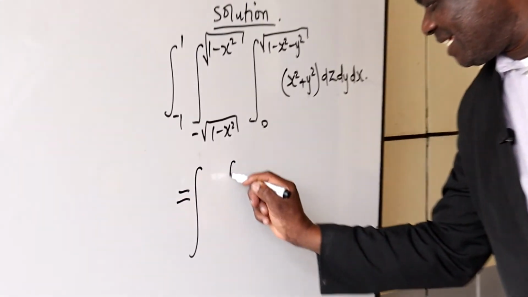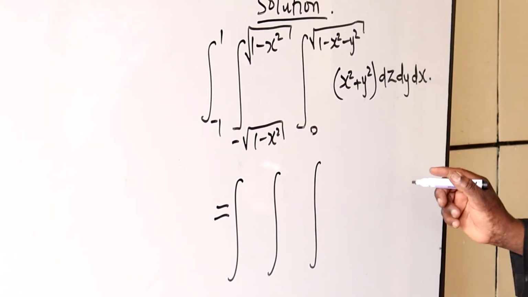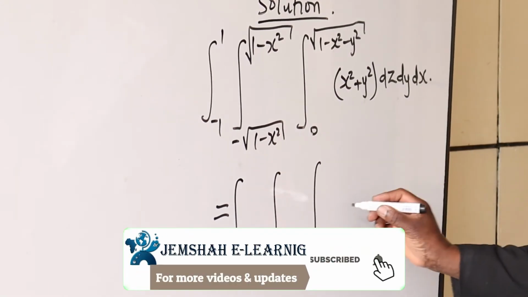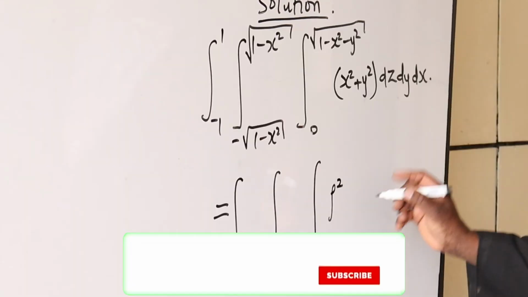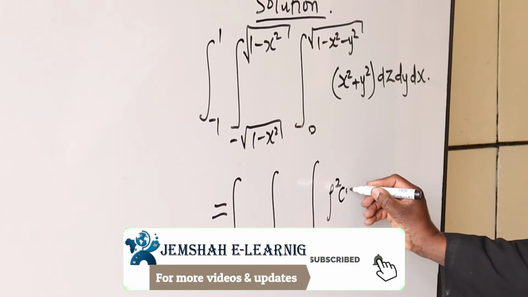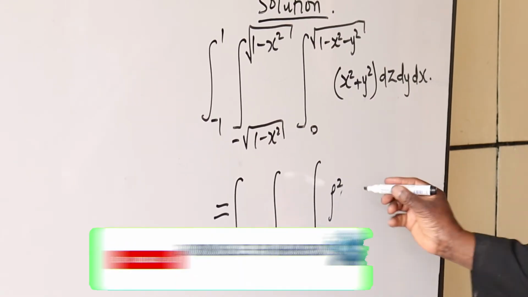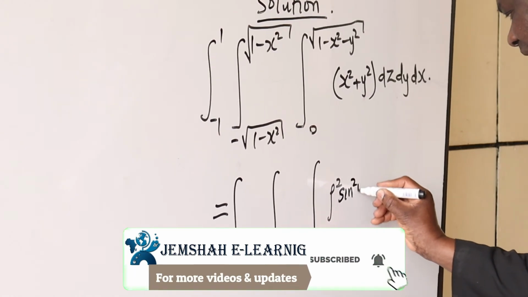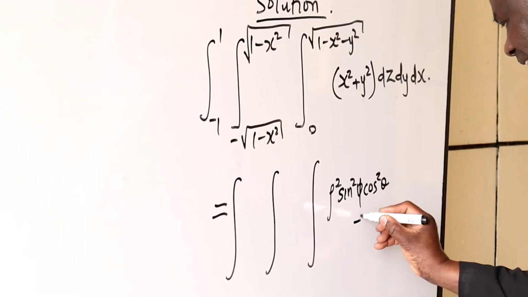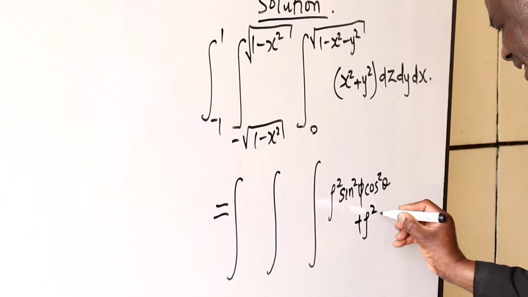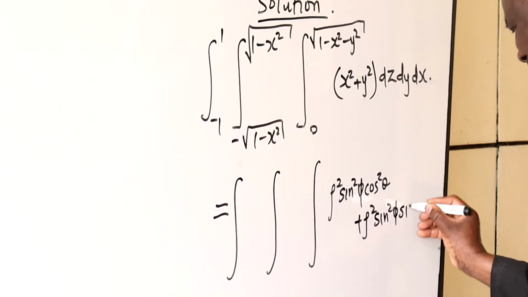And then say this is the integral from, x squared plus y squared becomes what? In spherical coordinates, it will be rho squared sine squared phi cos squared theta plus rho squared sine squared phi sine squared theta.